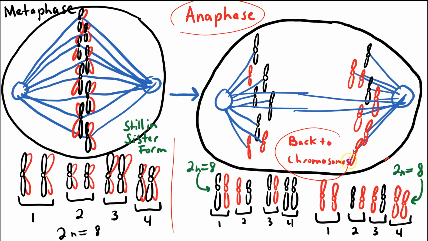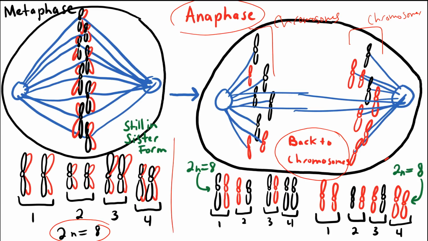Consequently, as the sister chromatids are separated, the genetic material goes back to being called chromosomes. So all of these over here are now chromosomes. All these over here are now chromosomes as well. Okay? So basically, you're going to pull the chromosomes to either side of the cell, and they're being pulled by the centrosome. So in our example, we started with a 2n of 8.